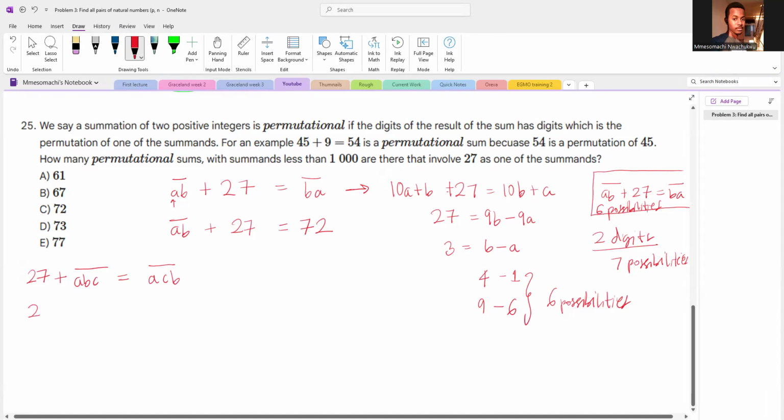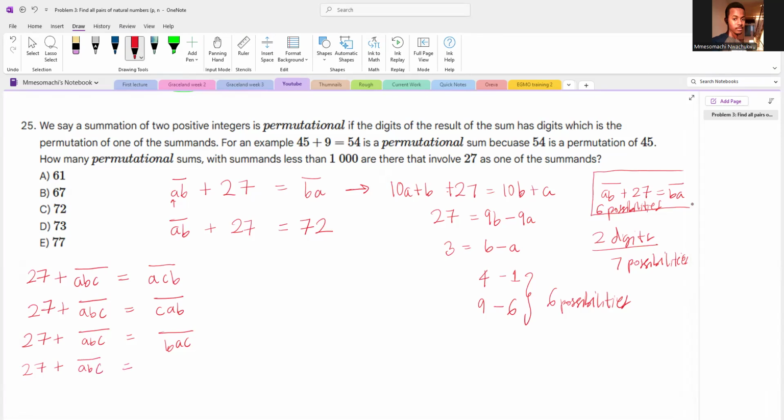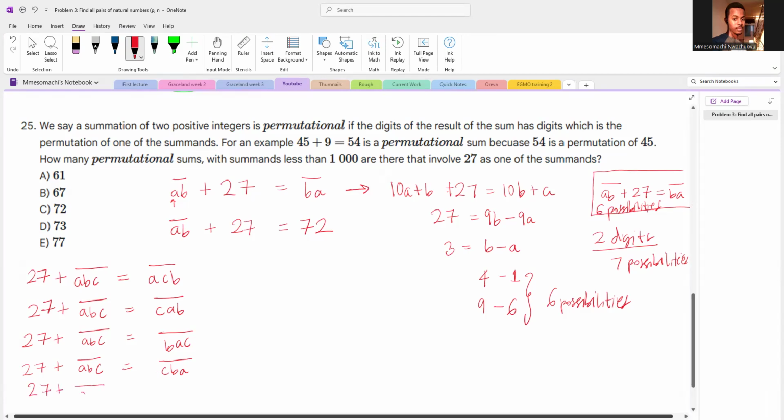Recall that ABC has how many permutations? There are 6 permutations of ABC. That will give us an idea of the cases. So there'll be 5 cases, because ABC is fixed and you just have to find all the other possible permutations. So we have CAB, we have 27 plus ABC being equal to BAC. We should have 5 cases, all the permutations of ABC different from ABC. We have CBA, and 27 plus ABC and BCA.